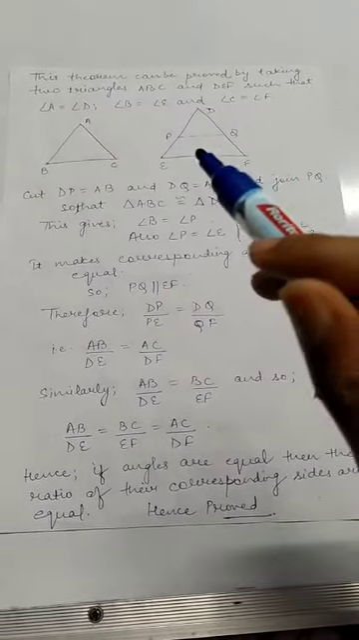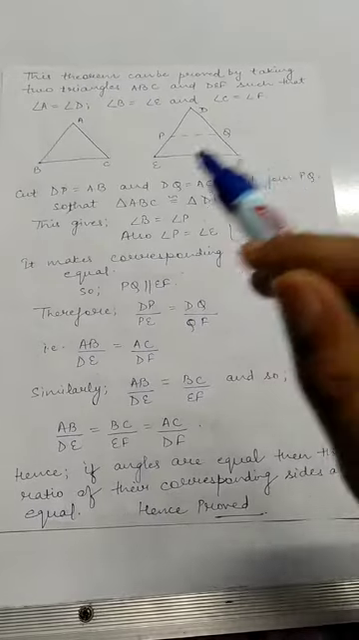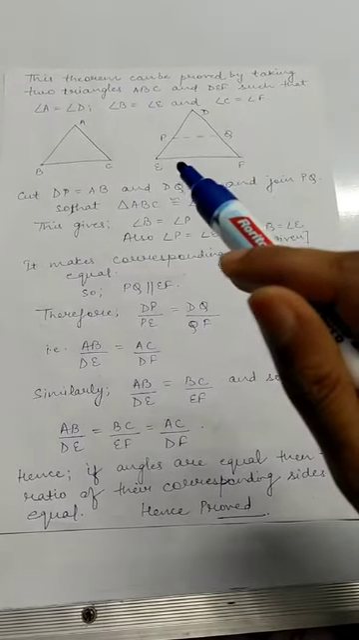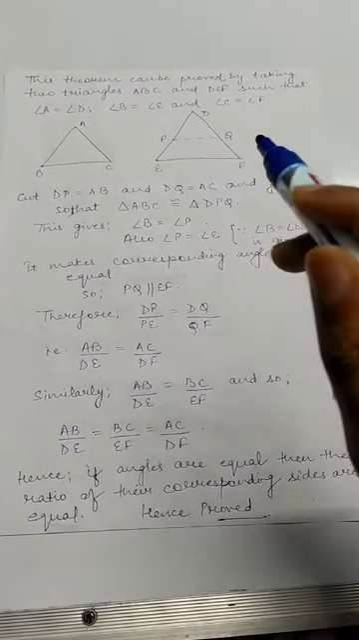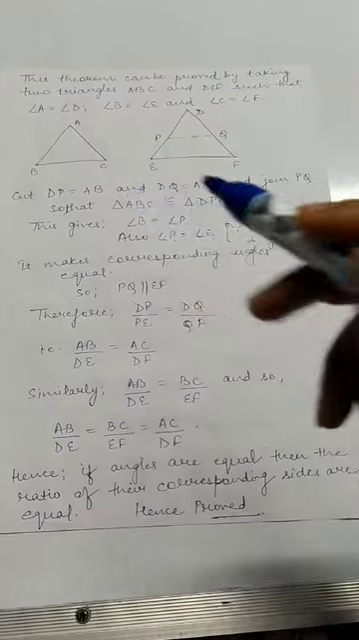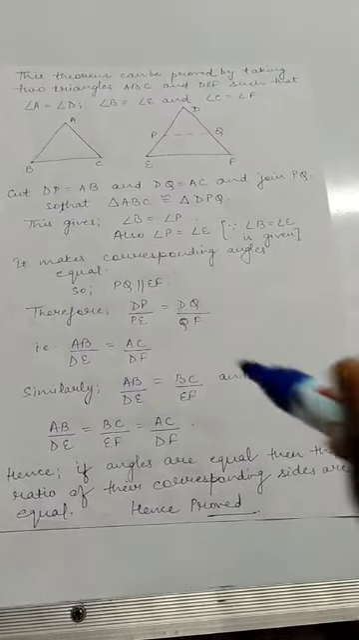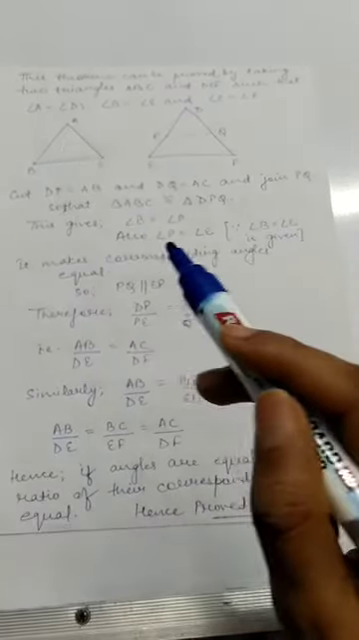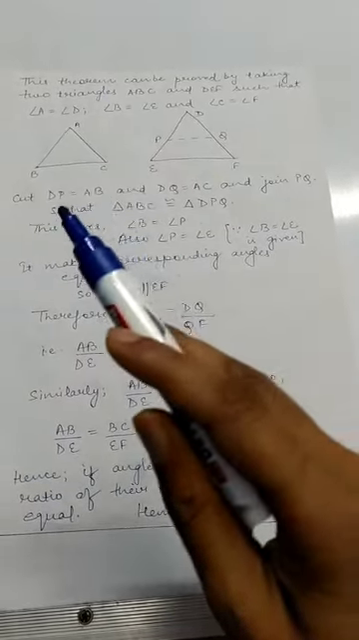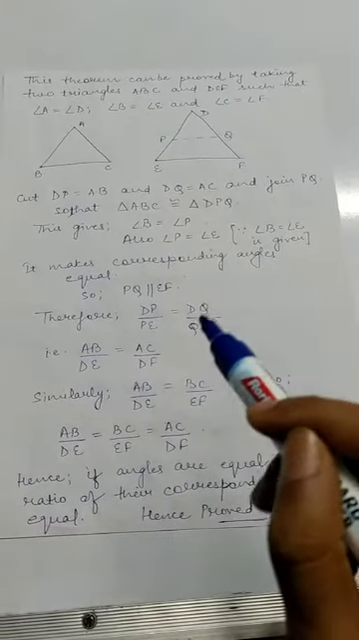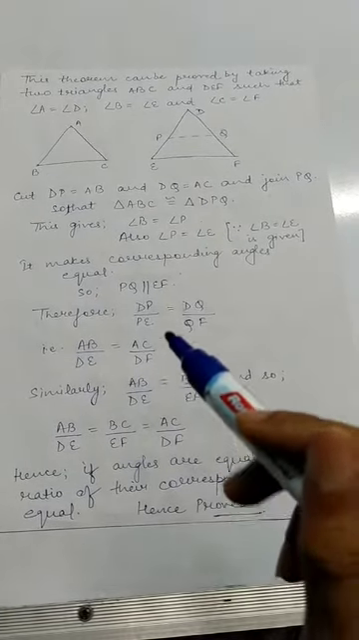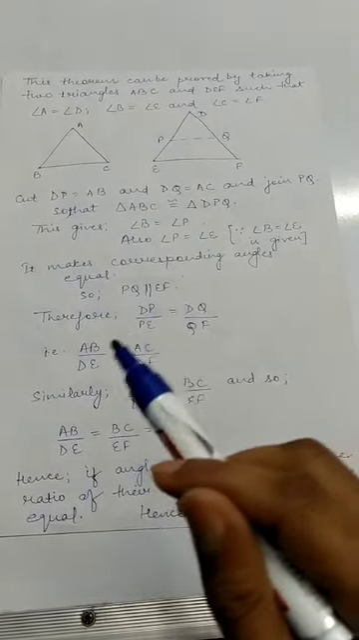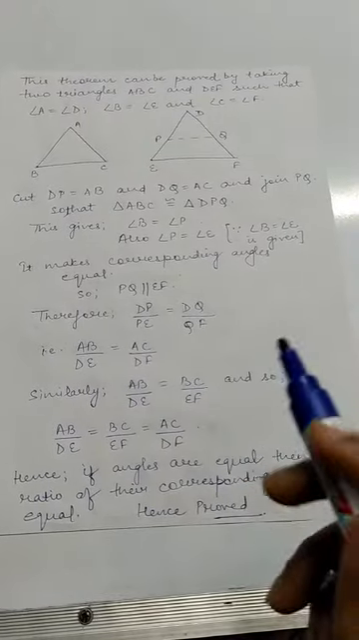Note one thing, how DP upon PE is equal to DQ upon QF. This is due to the property that when a line is drawn parallel to the third side of a triangle, the triangle will be divided into the same ratios. This is our BPT theorem. So DP is equal to AB, as we have already stated in this part, and DQ equals AC. We have put the value of DP and DQ.